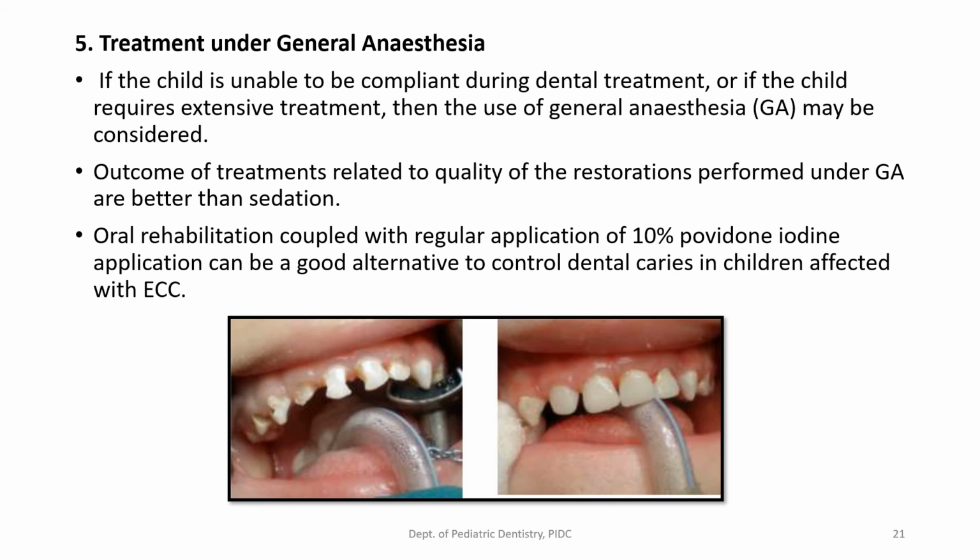The oral rehabilitation coupled with regular application of 10% povidone iodine can be a good alternative to control dental caries in children affected with early childhood caries. So this is taken out of literature where they have recommended even regular application of 10% povidone iodine as an alternative to control dental caries. That means, alternative to fluoride. Povidone iodine, as you know, is a heavy metal which can have a bacteriostatic effect on the plaque bacteria. So these are some of the recommendations that are there.